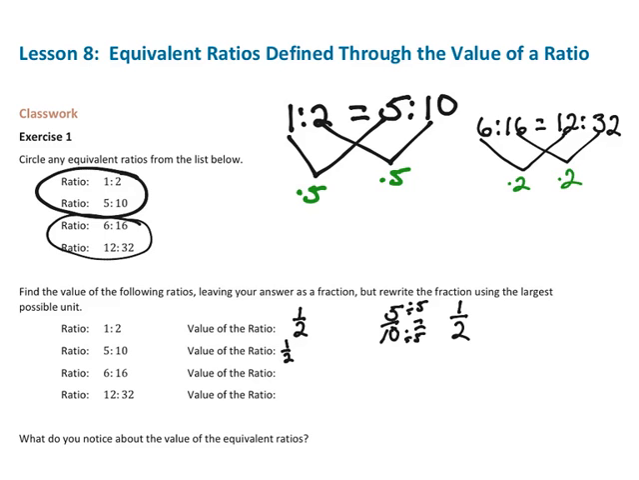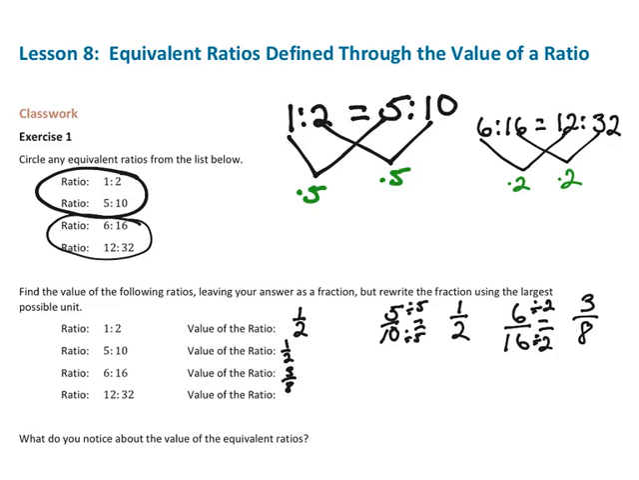6 to 16 would be written as 6 over 16. If I divide both of these by 2, 6 divided by 2 is 3. 16 divided by 2 is 8. That will give us 3/8. You can't go any lower than that. Thinking about our divisibility rules, it's not possible. So we can write 3/8 as the value. That's the 6/16 in its simplest form.